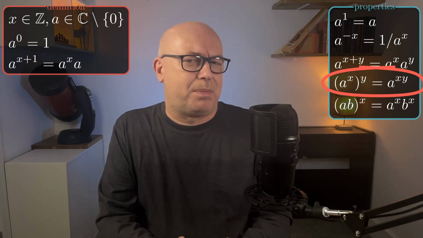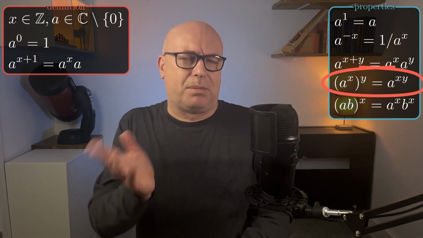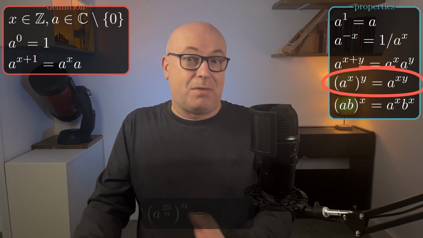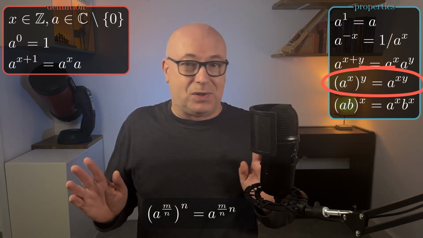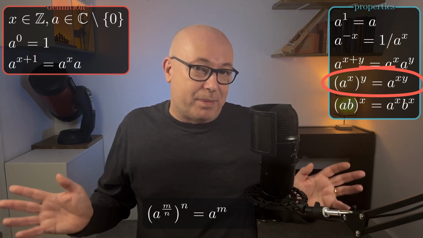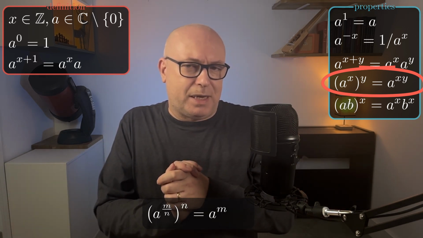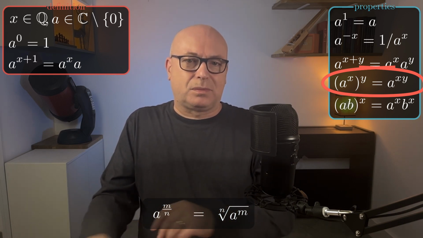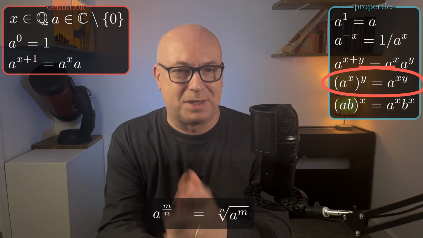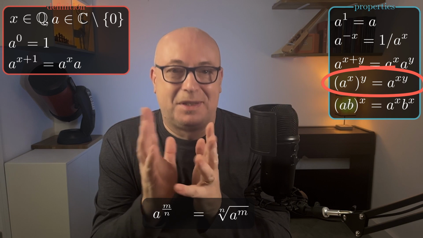Take a to the power of a rational number, m over n, and then raise this to the power of n, and our property says that it equals a to the power of m. So the exponential is the nth root of a to the power of m. We've extended to rational powers. Okay, hang on a moment.